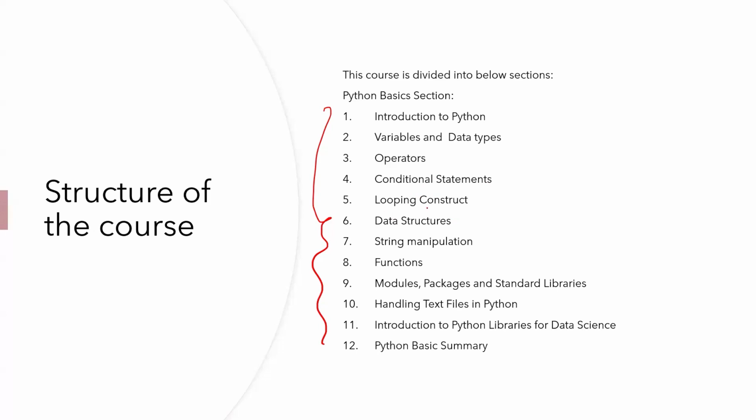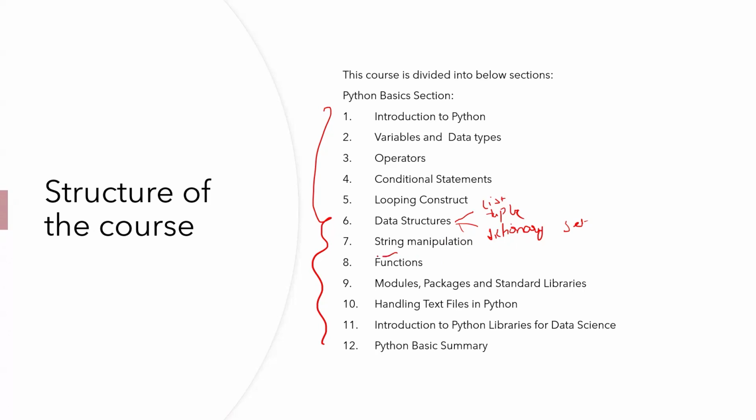Different data structures in Python, such as list, tuple, dictionary, and set. Then strings. What are the different kinds of strings we have? How to join two strings? How to concatenate two strings? How to remove the spaces in between the strings?